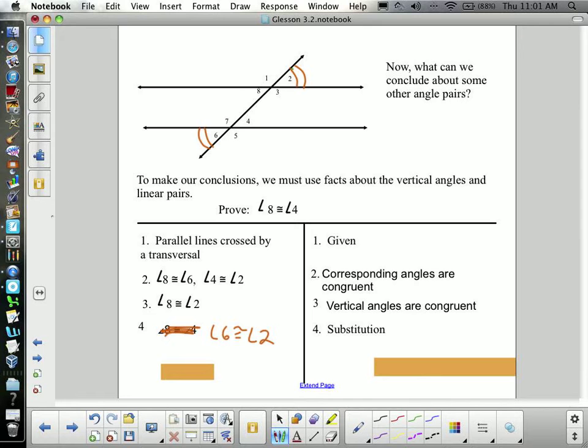So it's alternate exterior angles. So again, we've just proven, using deductive reasoning, that when parallel lines are crossed by a transversal, the alternate interior angles are congruent, and the alternate exterior angles are also congruent. We've just proven that. Those are proofs. That's why we do what we do.